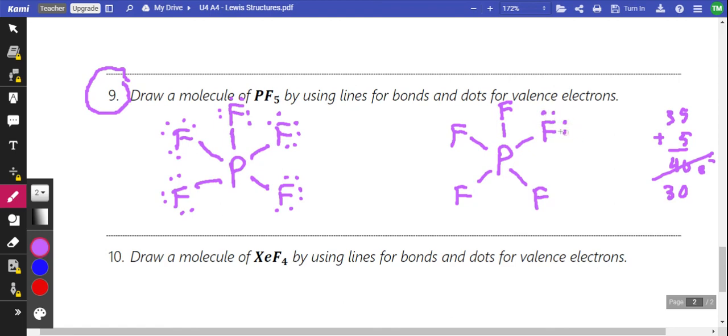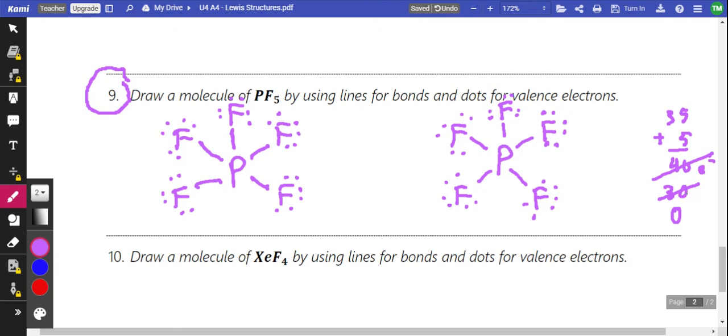1, 2, 3, 4, 5, 6, plus the 2 from the covalent bond makes 8. And the same for each of the others. I kind of got it obscured there. Since I put 6 electrons on each of these 5 fluorines, I'm now down to 0 electrons. I've run out.